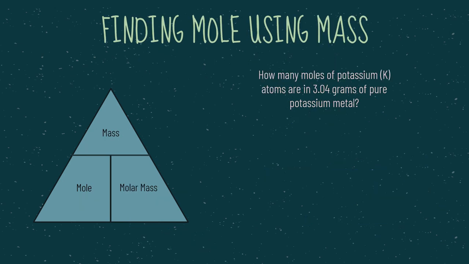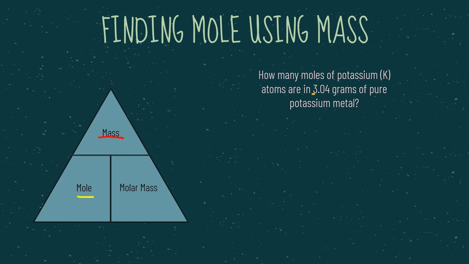So now we're going to find mole using mass. So for us to find mole, we need to take mass divided by molar mass. And if we want to find the mass, we can take mole multiplied by the molar mass. So for this particular question, we have how many moles of potassium atoms are in 3.04 grams of pure potassium metal?